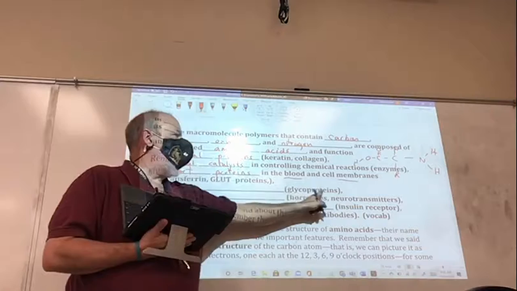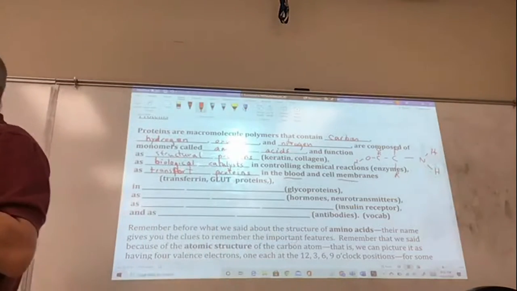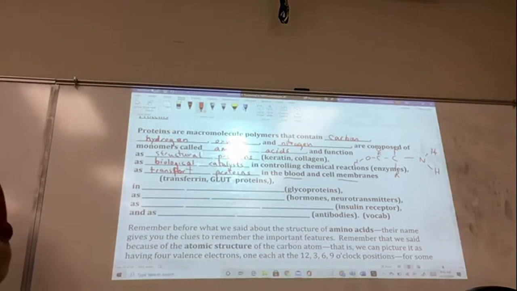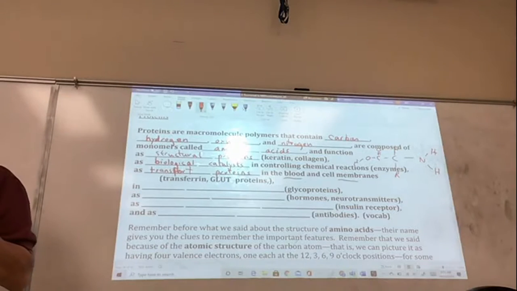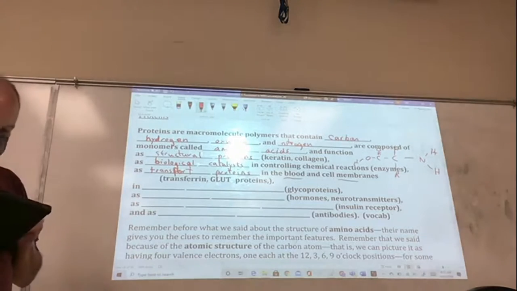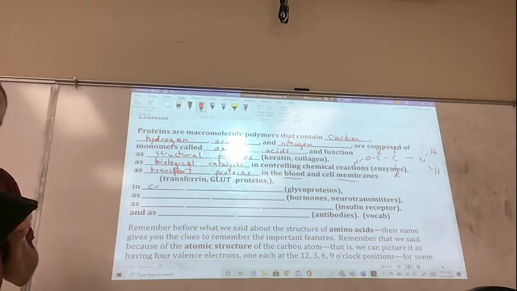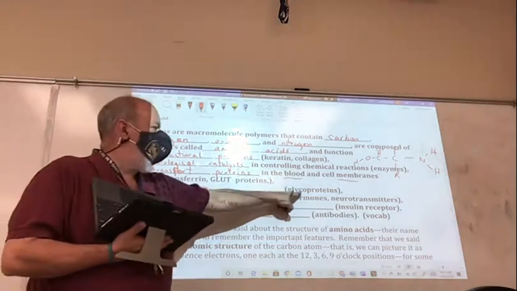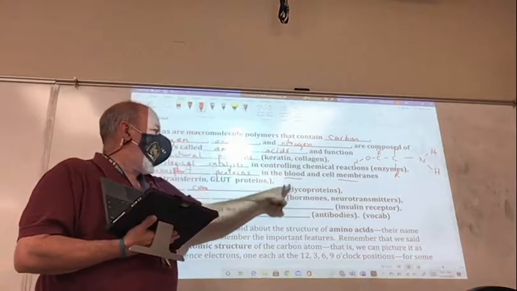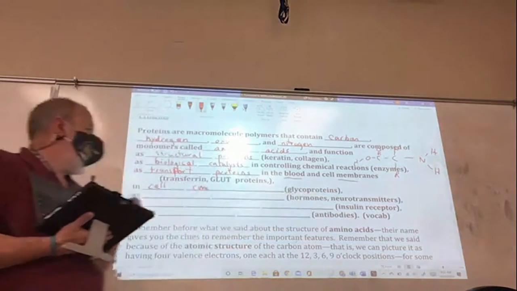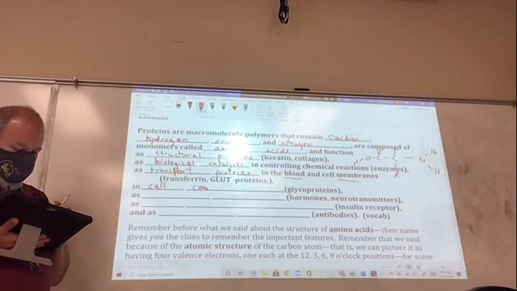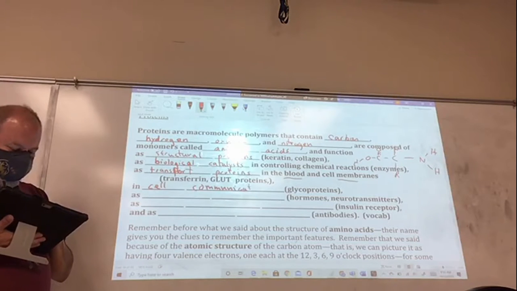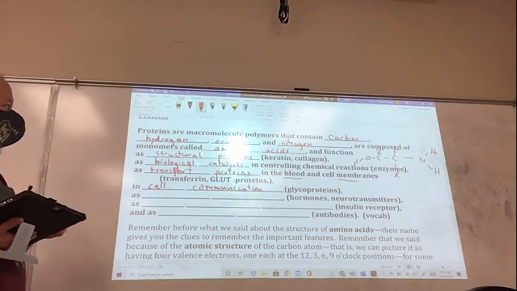Where have we seen glycoproteins before? Carbohydrates. Carbohydrates, what do they function as? Cell communication. Okay, so we're going to double dip here. We're going to put cell communication down here as well. So I have the glyco part of it up in the carbohydrates, right? These are the sugar molecule parts of it. And now we're also acknowledging the protein part of it. So cell communication. Okay, so that one should be easy to remember.